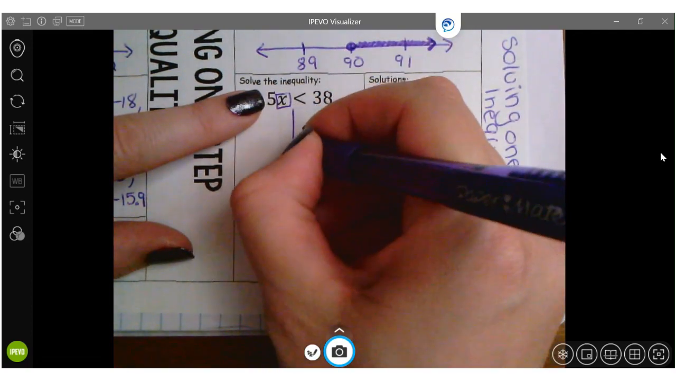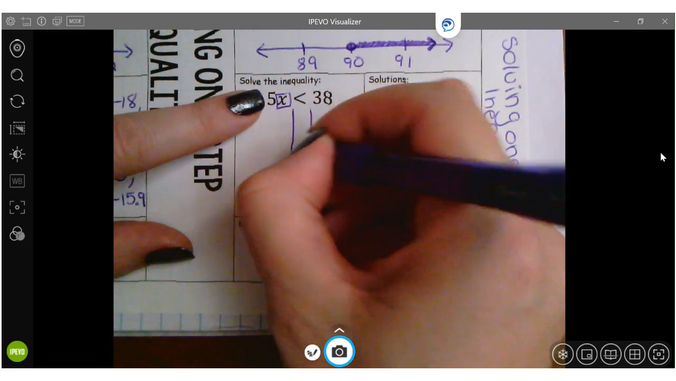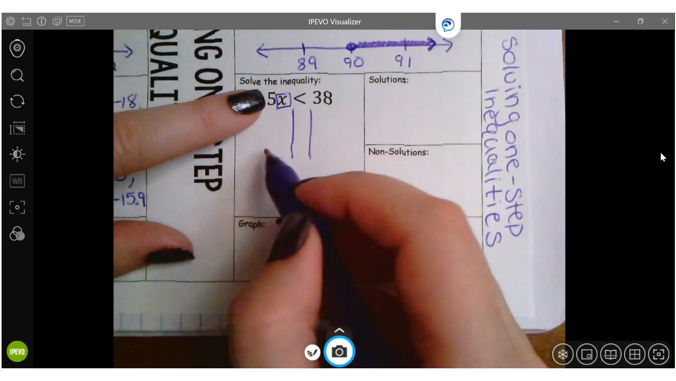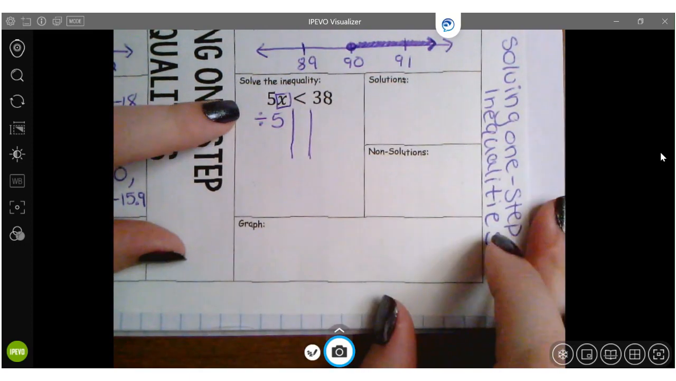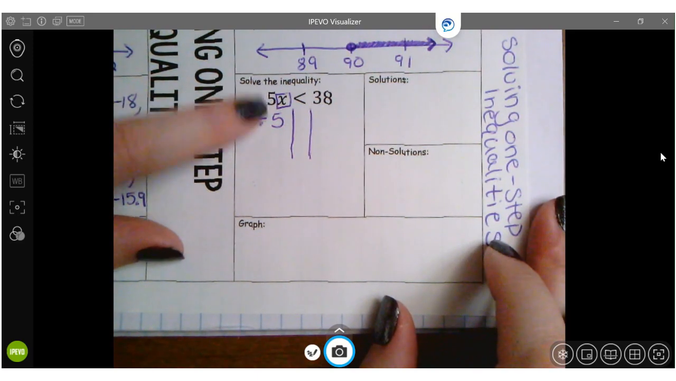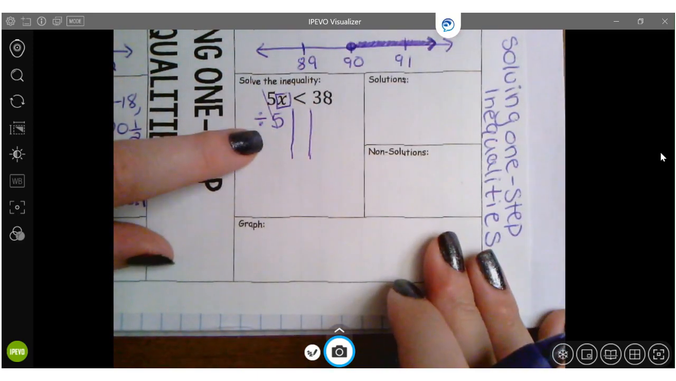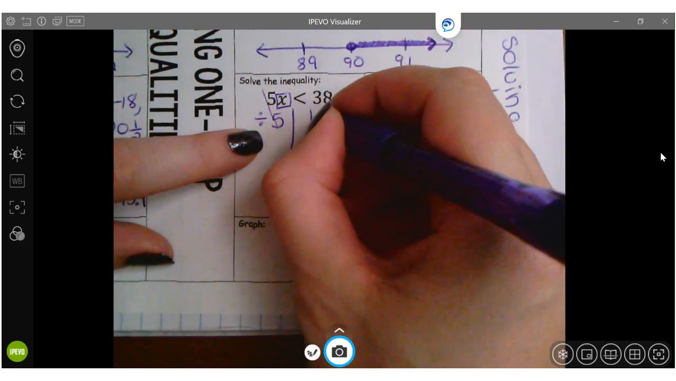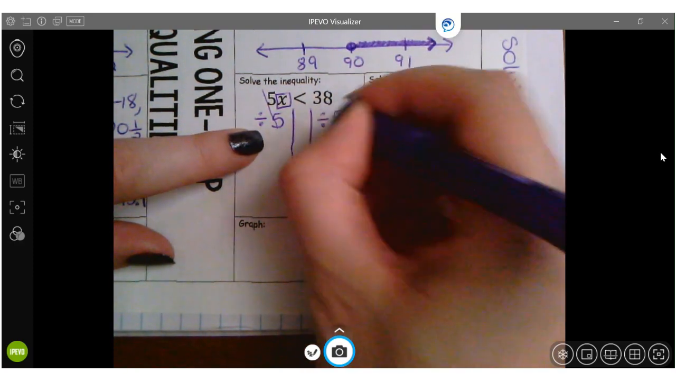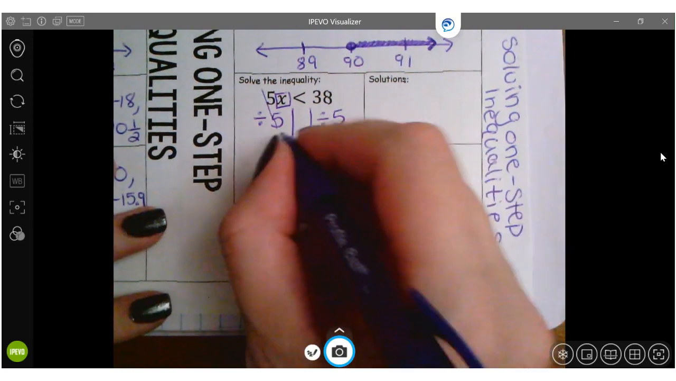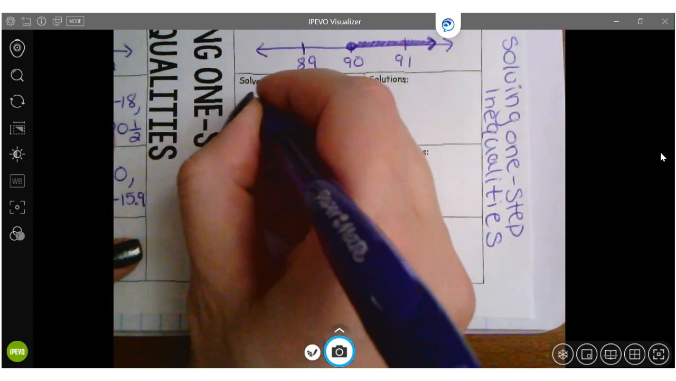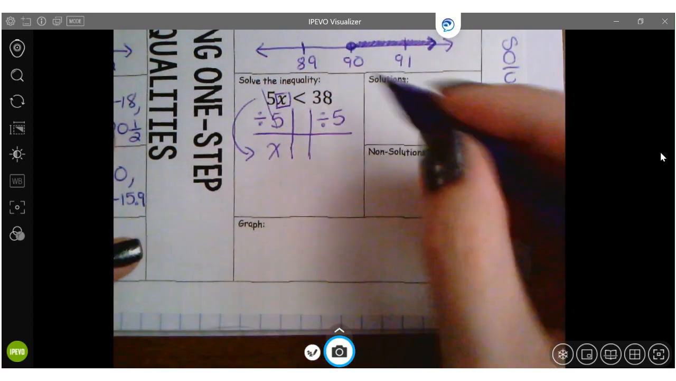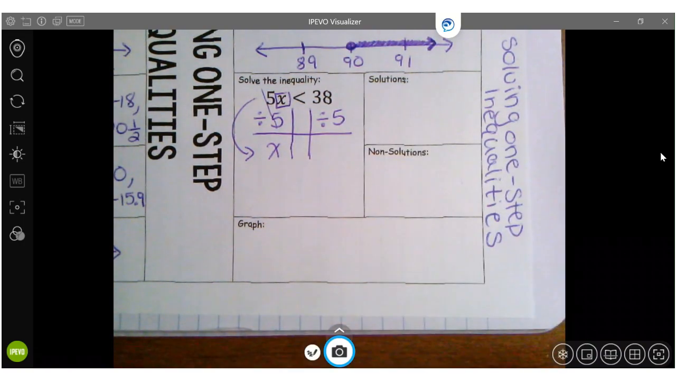Let me draw my railroad tracks first. You can show division either like a fraction or by using your line and your 2 dots, whichever way. I'm going to divide by 5 to get it to cancel. Times 5, divide by 5 cancels. And I have to do it on the other side, so divide by 5. Draw my line to show that that step is completed. I'm going to carry down my x because that did not cancel out. 38 divided by 5 does not work out very evenly.